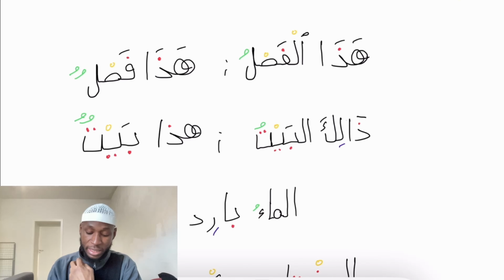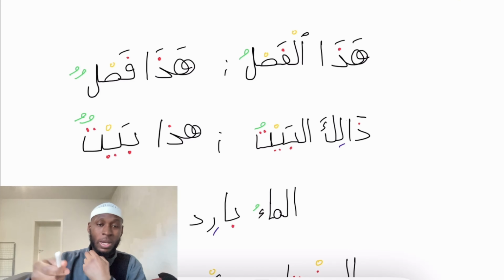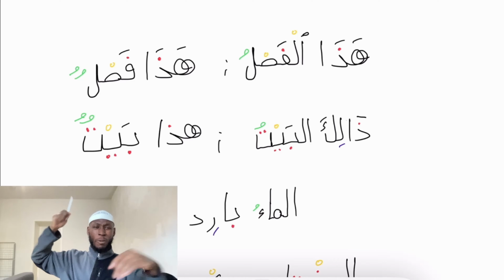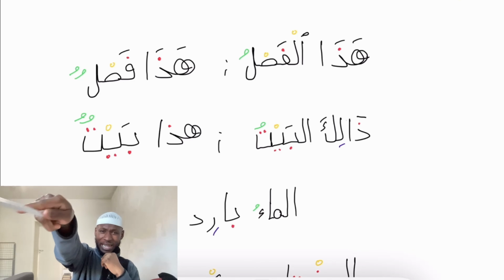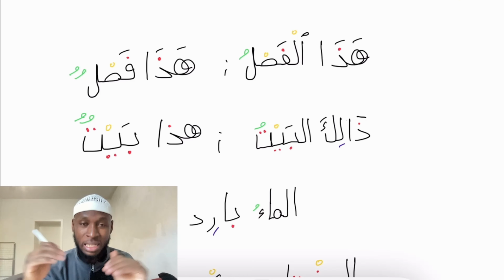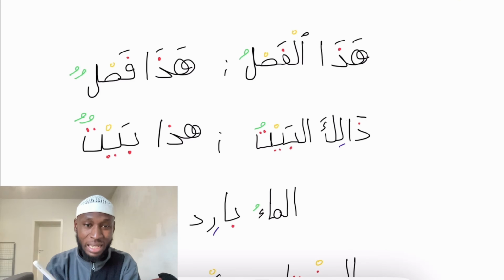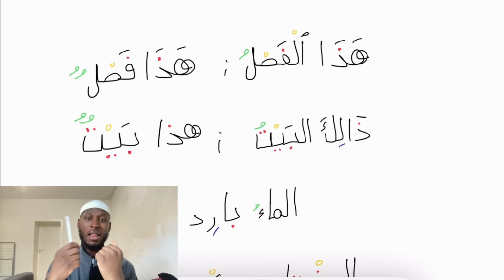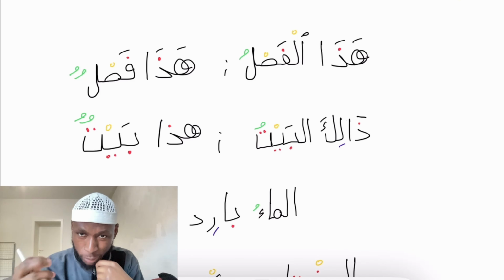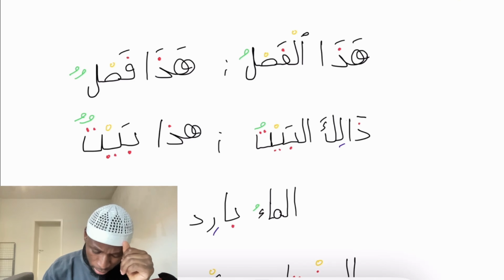So what is dhalika? We saw it very swiftly. Dhalika means that. Hada means this, and dhalika means that. It's very far away, and you're pointing, you say that. That is the meaning of dhalika. Hada is for something that is qarib, near. Dhalika is for something that is ba'id, far away. Allahu Akbar.